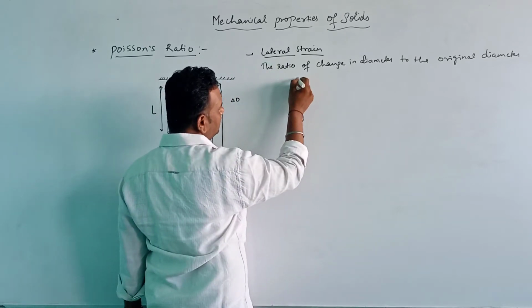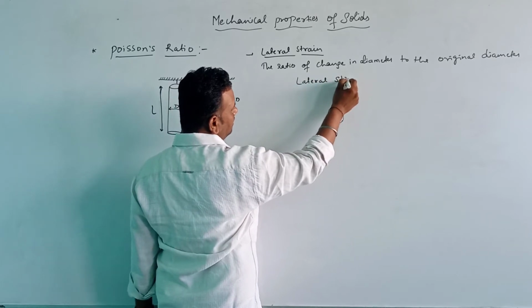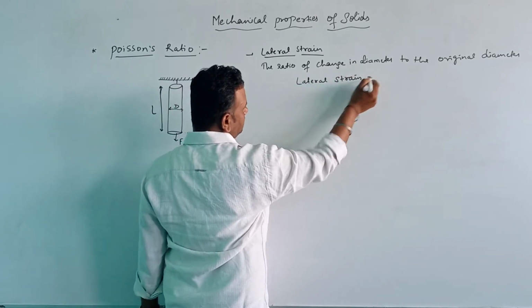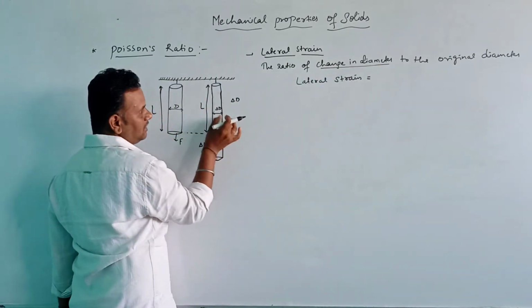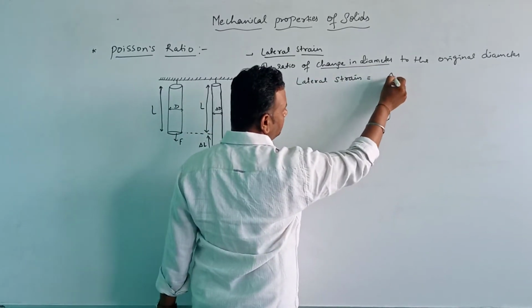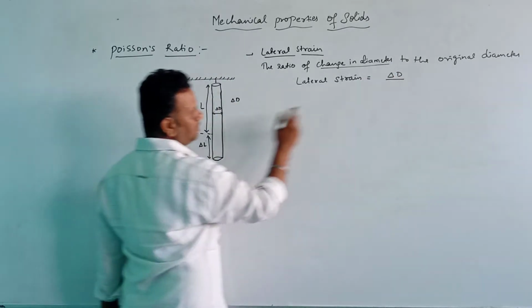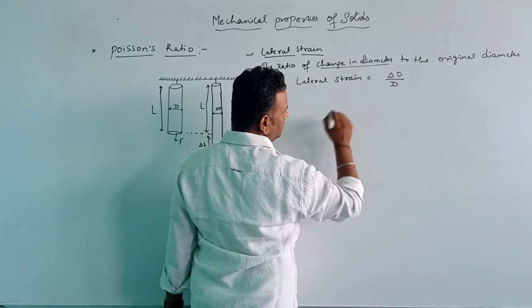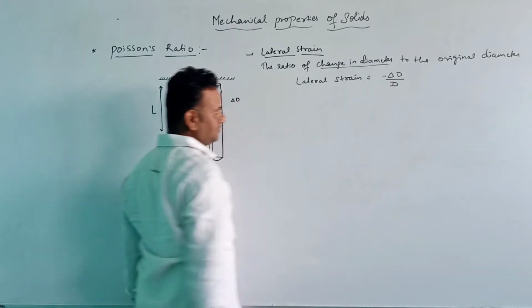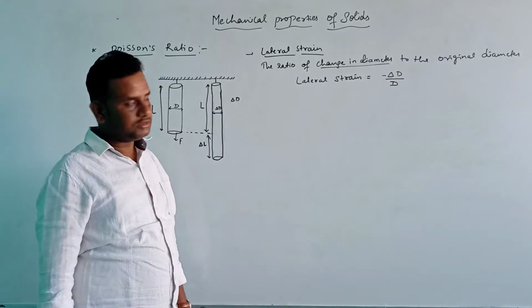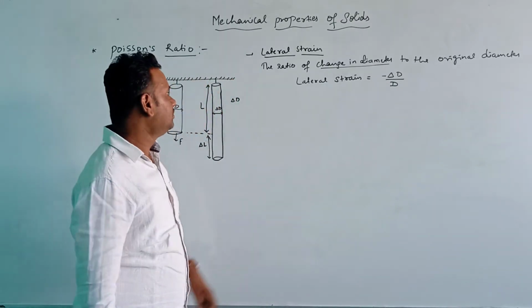So lateral strain is equal to change in diameter, delta D, divided by the original diameter, capital D. Here we are denoting it with a minus sign. I will tell you why we are indicating this as a minus.